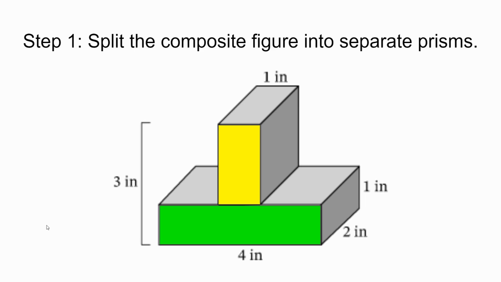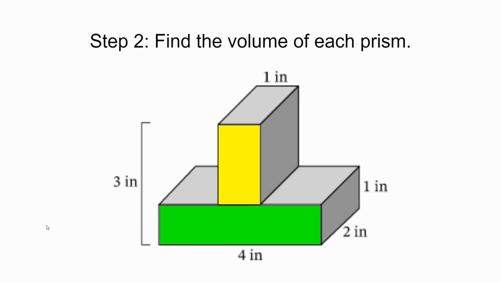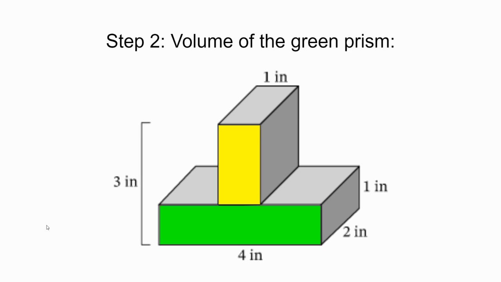So step 2, we just need to find the volume of each one. And we'll start off with the easier one, the green one. So go ahead and find the volume of the green prism. What is it? Well, the volume of the green one is 8 cubic inches. You can see down at the bottom we've got a length of 4, a width of 2, and a height of 1. So we're going to multiply those 3 dimensions to get the volume. That's pretty easy.